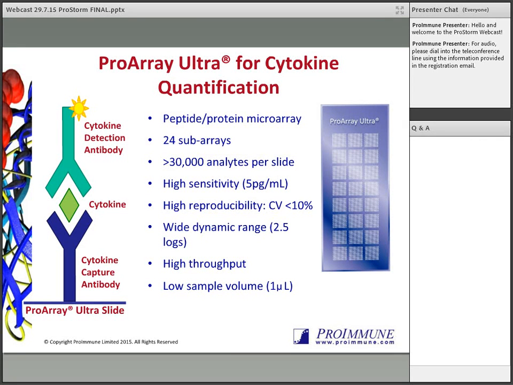So this method is highly sensitive, and when compared to ECL ELISAs, you actually get a higher sensitivity with a wider dynamic range, and it's very reproducible. One of the really nice features, actually, is that it requires a very low sample volume, so only 1 microliter, which makes it quite efficient to analyze large number of samples, making this a high-throughput system.